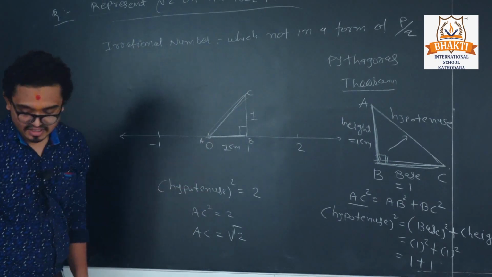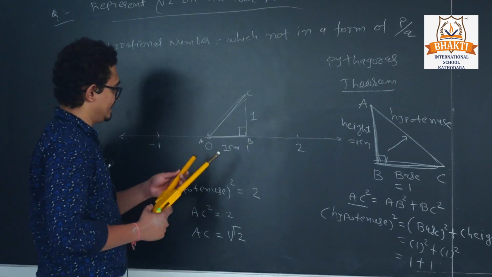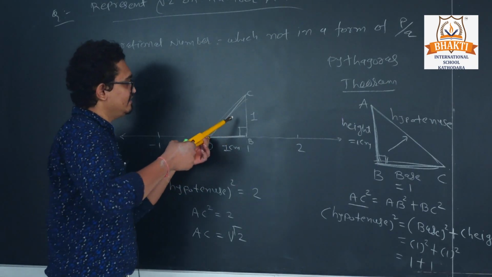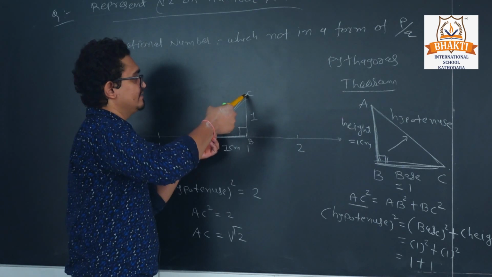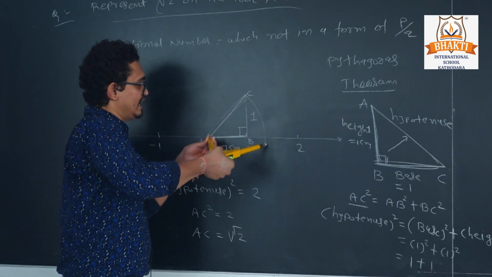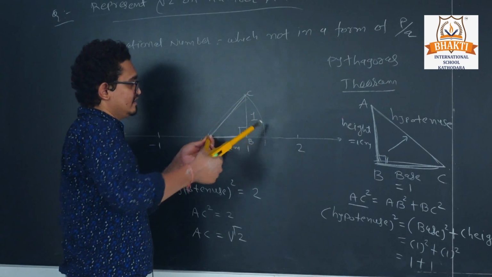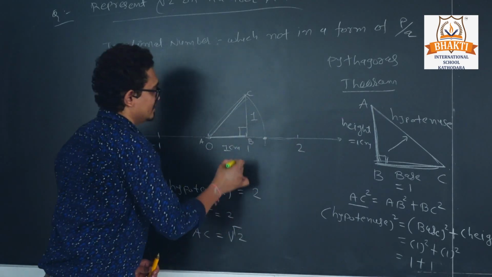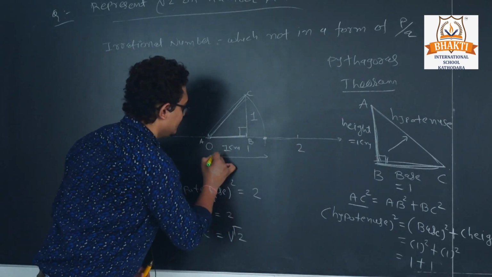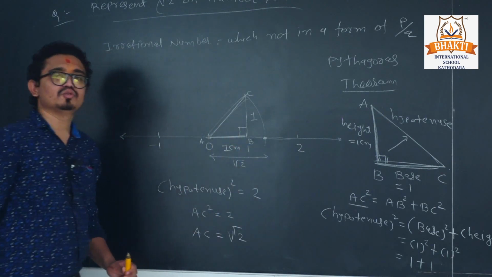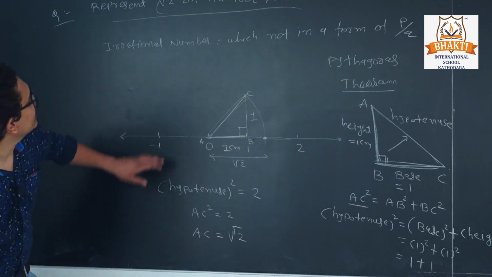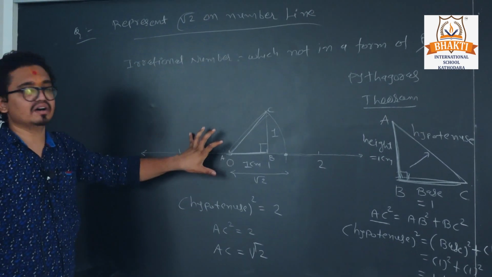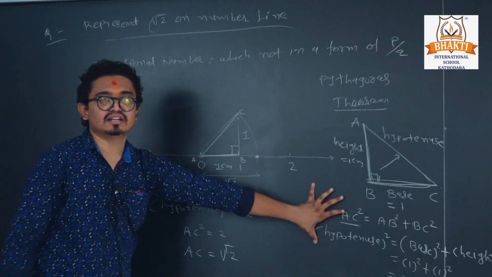Now I want to draw this on the number line. First of all, we take the point A, then we draw an arc with radius AC, and it intersects our number line. This measurement will be root 2. So this is the basic idea: we can represent any irrational number on a number line by using the Pythagoras theorem.